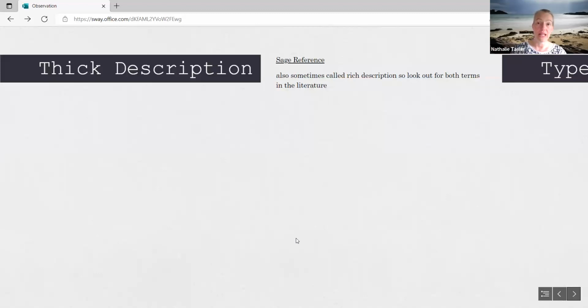I gave you a link to the Sage reference on thick description, which gives you a little bit of a history of it, and then how it developed and how it's understood at the moment. And this is all available with the library through library login. So everything I shared is either open access or you can use it with the university library account.